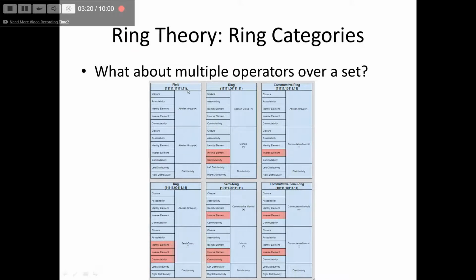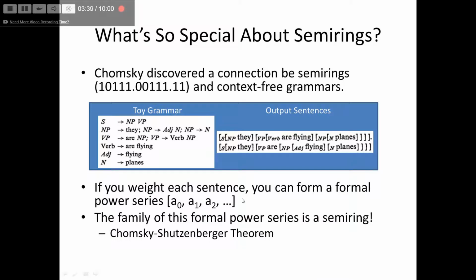And you can also play this axiom shaving game and define a whole host of different ring categories. And I've reproduced 6 here. You can see that there are a whole host of different types of rings, and semirings is only one element in this family. So what's so special about semirings? Why do we discuss them more than any other thing? It turns out that Chomsky discovered a connection between semirings and context-free grammars back in the 1960s.